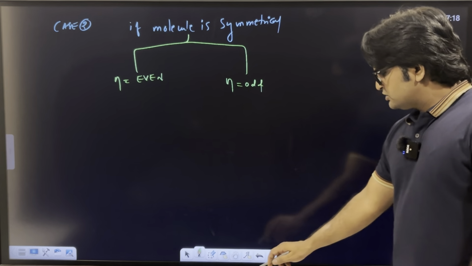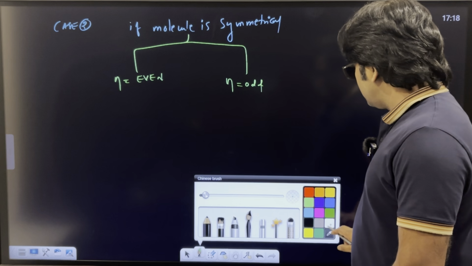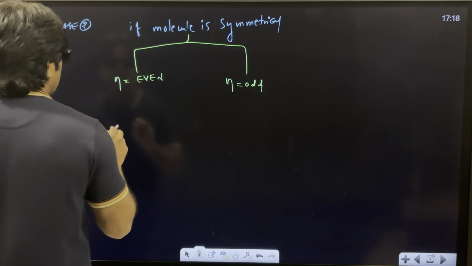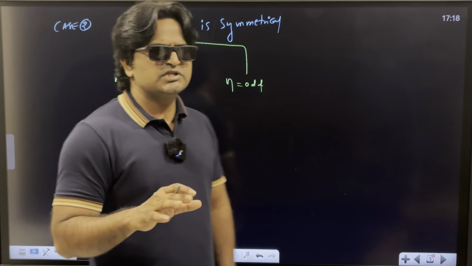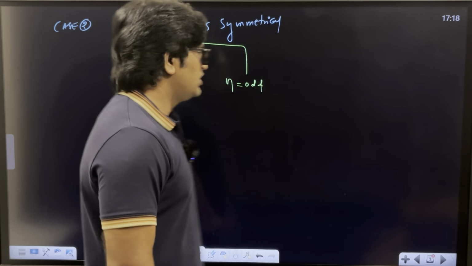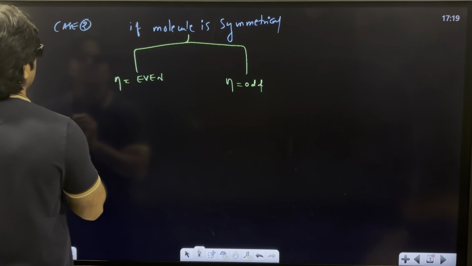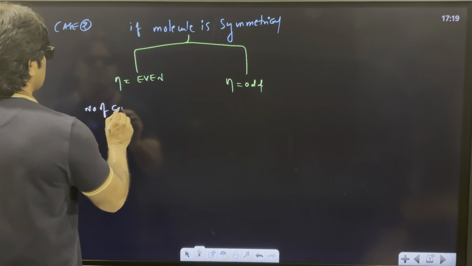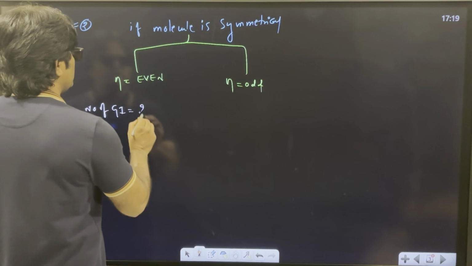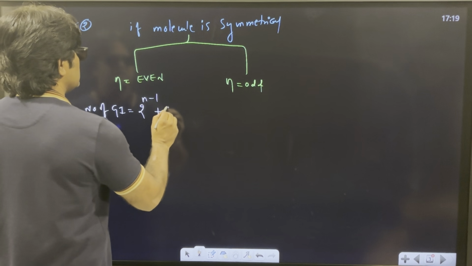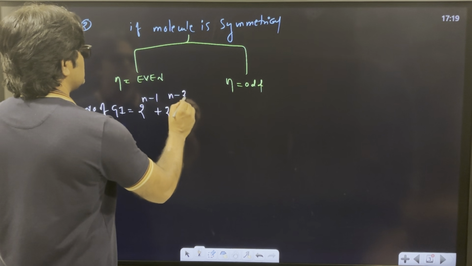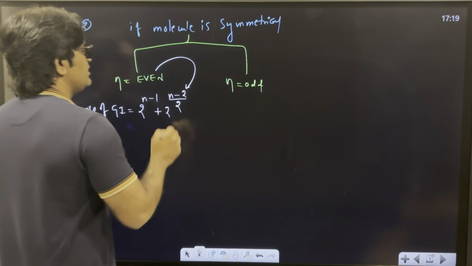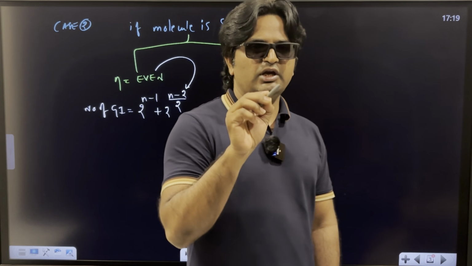Okay, so if n equals even, then what is the formula? If n equals odd, then what is the formula, right? Here also the same thing, n value is the number of segments which are responsible for geometrical isomerism. Okay, right? So here the formula: number of geometrical isomers equals 2 to the power of n minus 1 plus 2 to the power of n minus 2 by 2. Just remember this point, if it is even, here you will find even number 2.